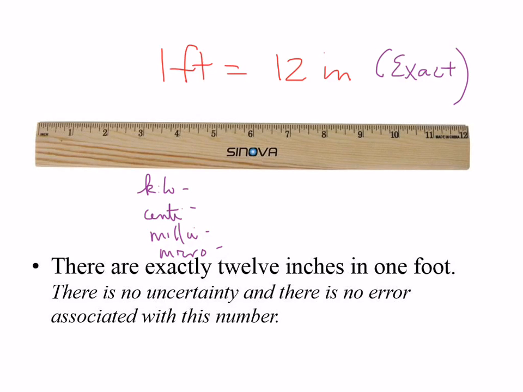So here we go. Let's pick on kilo. 1 kilometer is equal to how many meters? 1,000 meters, exactly. 1 kilometer is equal to 1,000 meters. And that's by definition. Kilo means 1,000 times the base unit. So that is exact.